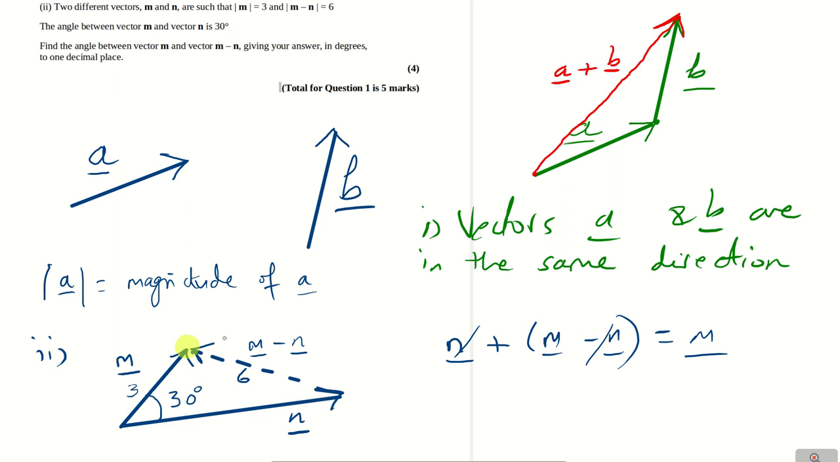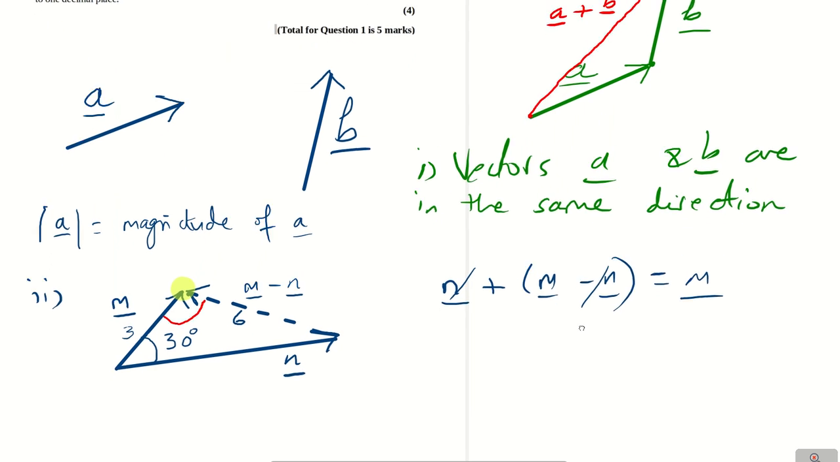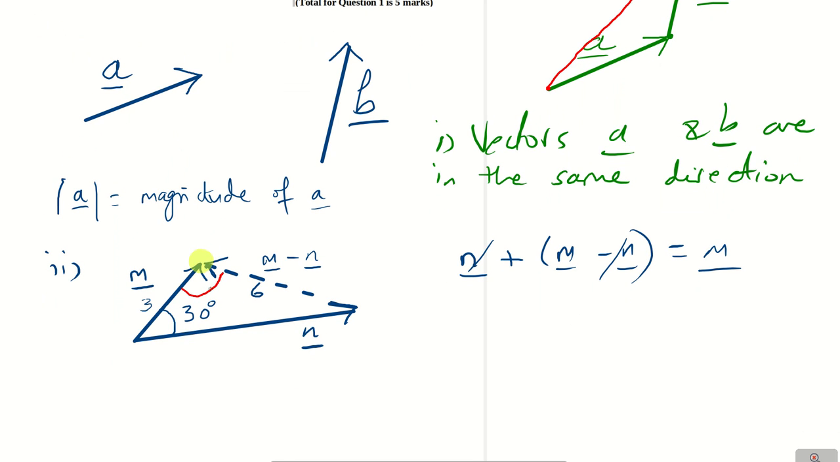What we've got to do is find the angle between m and m minus n. So we've got to try and find this angle here. Oh, and that's it. Yes, giving our answer in degrees. Right, so let's have a look. What have we got here? Well, I think we can use the sine rule to do this, because if I use the sine rule, I can work out what this angle here is, can't I?